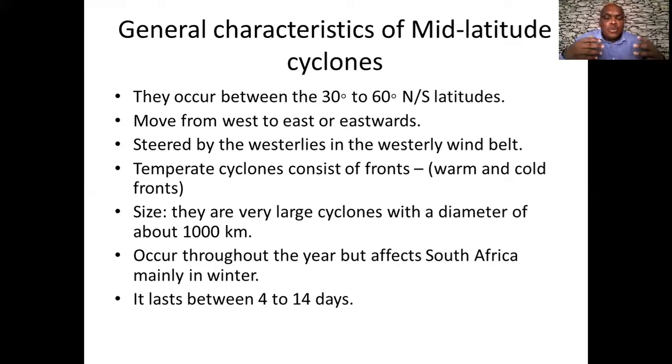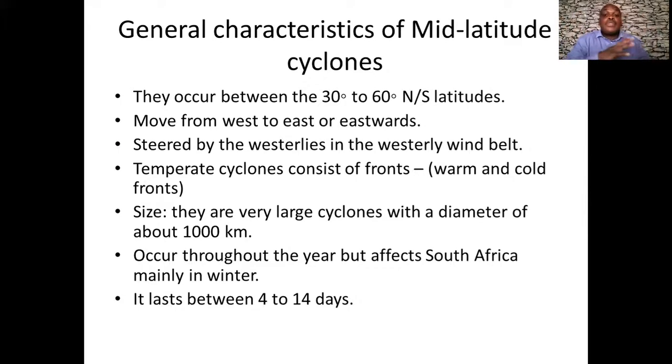Temperate cyclones consist of fronts. We are going to discuss the fronts, about their formation as well. They can also be identified by the fronts. They have warm front and cold front. The size of mid-latitude cyclones: they are very large cyclones because they have a diameter of about 1,000 kilometers. Can you imagine a diameter of about 1,000 kilometers?